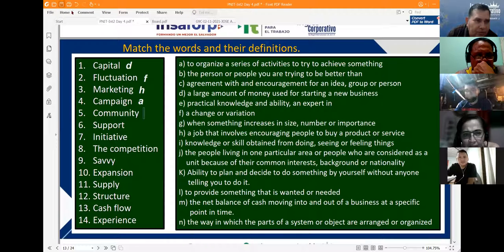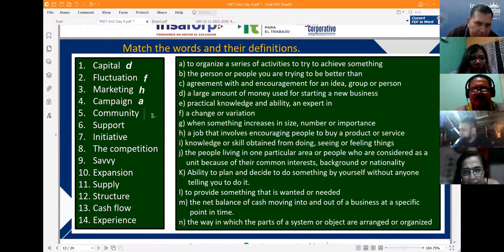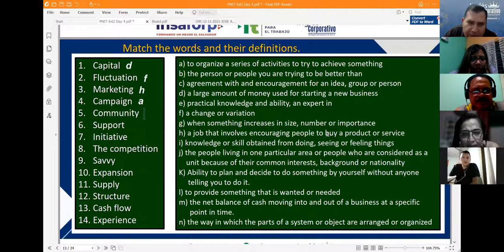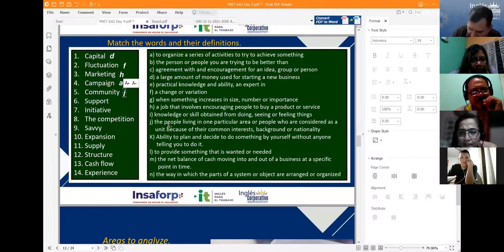Okay, my dear niñitos. What about community? J. Community is letter J. Yes. The people living in one particular area or people who are considered as a unit because of their common interests, background, or nationality. That's a community. Yeah, absolutely. J. All right, J. I don't like this J, but okay, what can I say? All right.